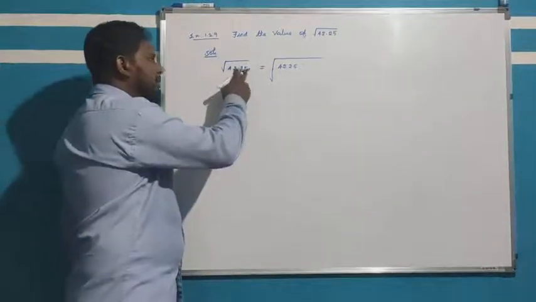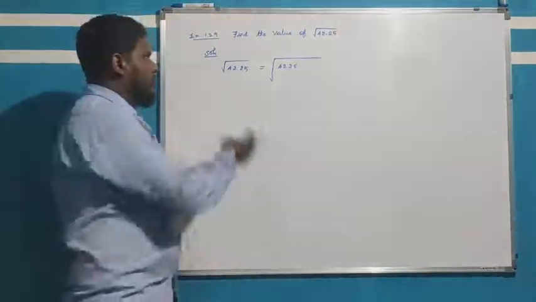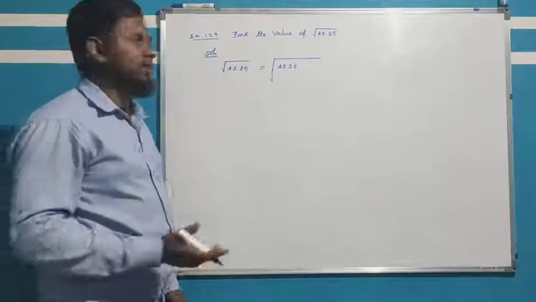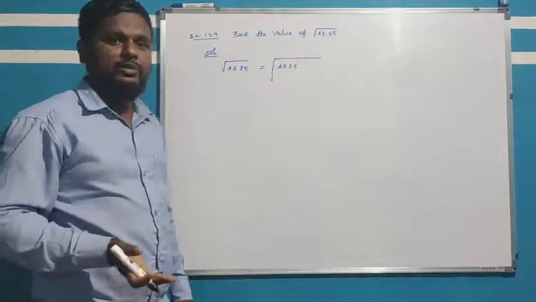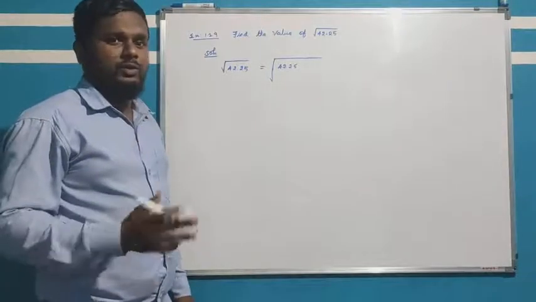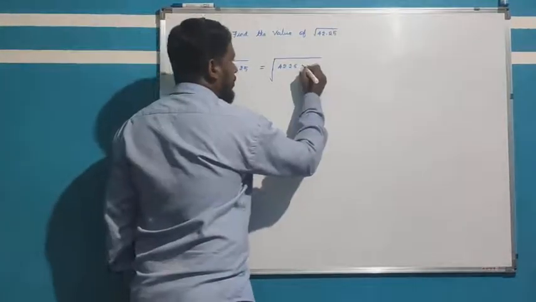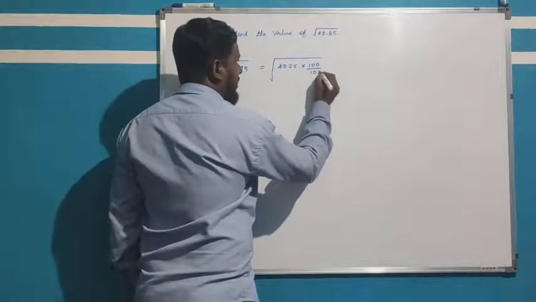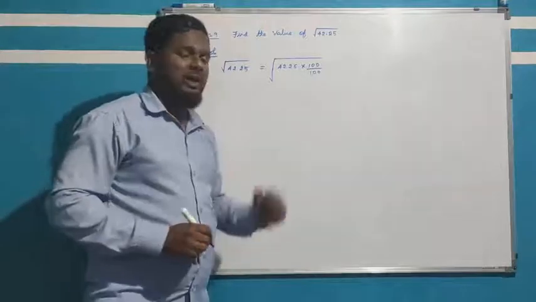If there is 1 digit after the point, you have to multiply and divide by 10. 2 digits after the point, multiply and divide by 100. 3 digits, multiply and divide by 1000. 4 digits, multiply and divide by 10,000. That is how it goes. Here there are 2 digits after the point, so we multiply and divide by 100.